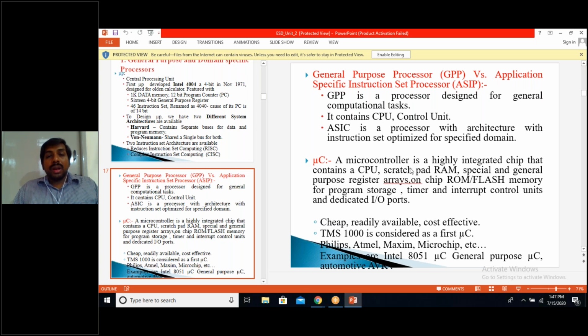memory. A microcontroller is a highly integrated chip containing CPU, scratchpad RAM, special and general purpose registers, flash memory, timers, dedicated input output ports, and interrupt control units. Compared to a microprocessor, because this is all on board, the microcontroller is readily available and cost effective. Various vendors are available like Philips, Atmel, Maxim, Microchip, but the dominant ones are the Intel 8051 microcontroller and Atmel AVR.